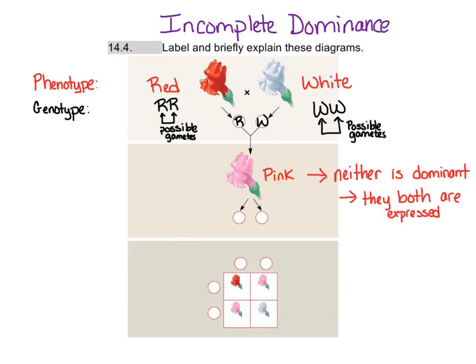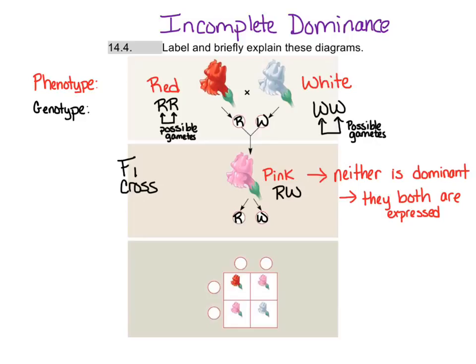And so that means the genotype of our pink flower is going to be capital R, capital W, and it's going to be capable of making a capital R or a capital W gamete. So if I was going to do an F2 cross, remember that this is my F1 cross, and I'm going to cross it to itself to get the F2 generation. So I'm going to take one of those pink flowers and cross it either by itself or by a sibling.